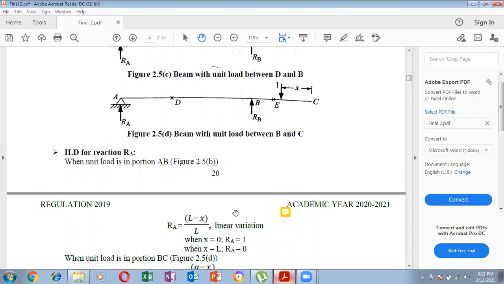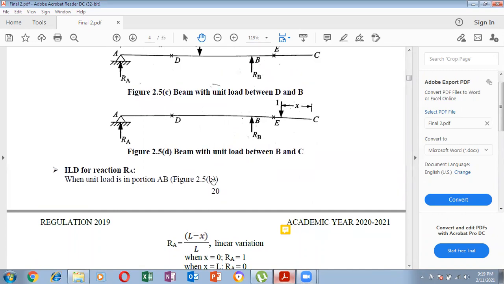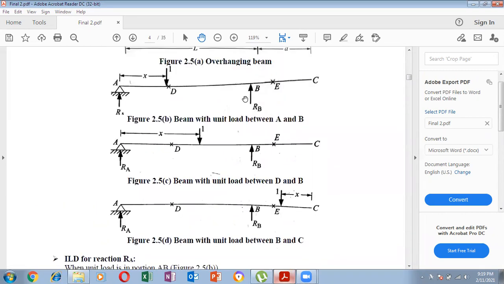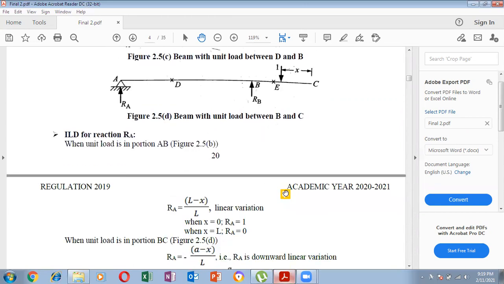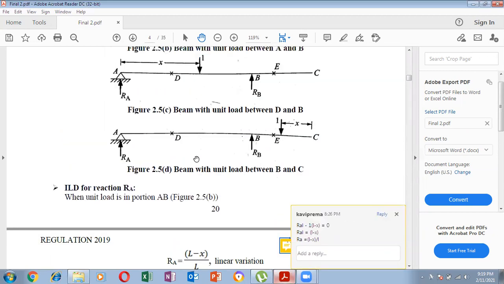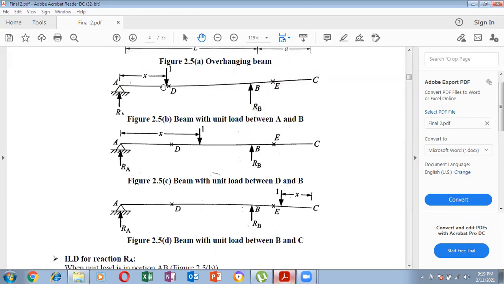Now we have to take the moment about B because we need the reaction RA. If you want to obtain the reaction RB, then you have to take moment about A. So first we are drawing an influence line diagram for RA, and we are going to take moment about this support B. I have added a note here. While taking moment, what will be the equation?